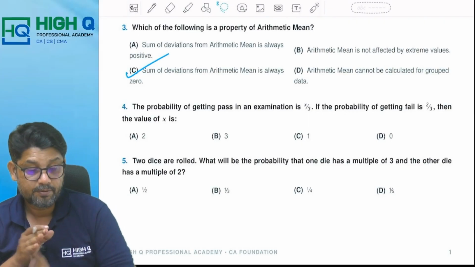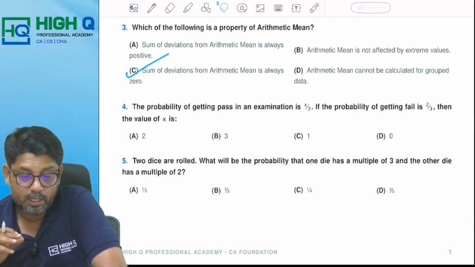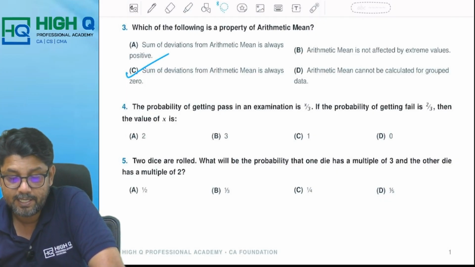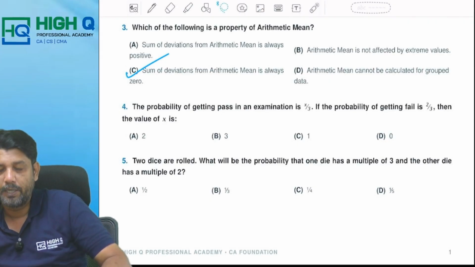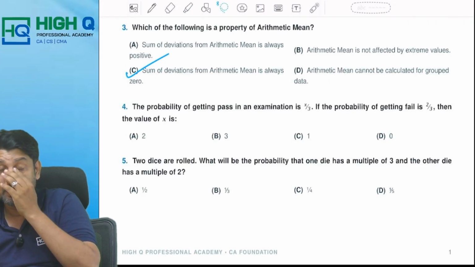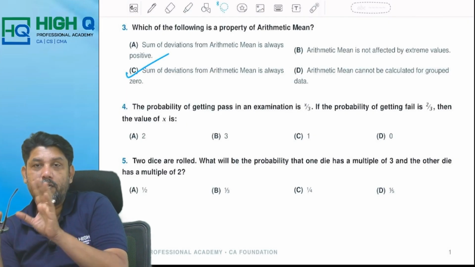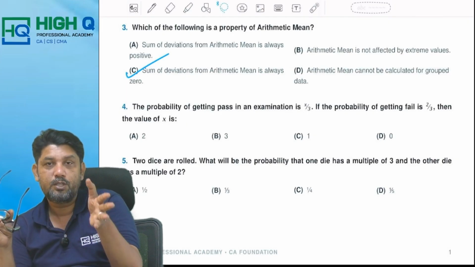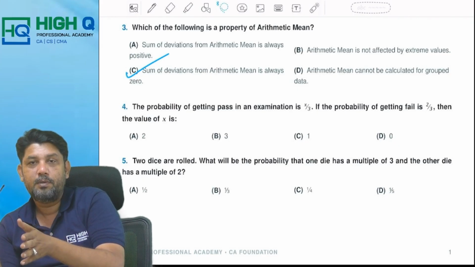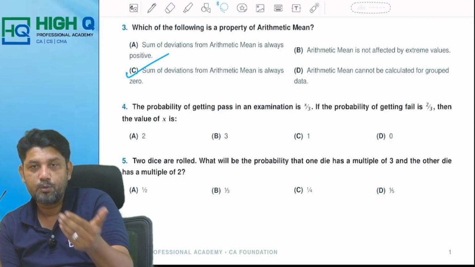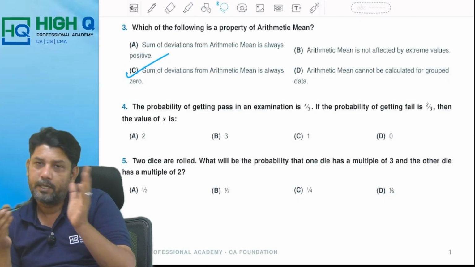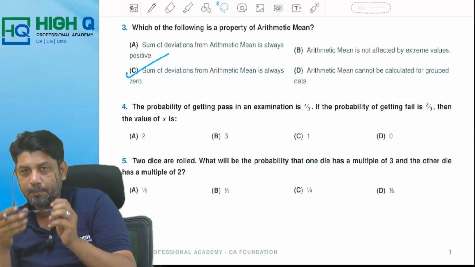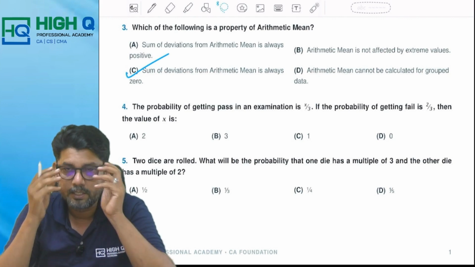Next, sum number 5. Two dice are rolled. What will be the probability that one die has a multiple of 3 and the other die has a multiple of 2? Please note this very carefully, because it is clearly given one die is a multiple of 2 and the other die is a multiple of 3. They never mention the first one is a multiple of 3, second one is a multiple of 2, or the first one is a multiple of 2, second one is a multiple of 3. Nothing like that. Am I right, my dear? So here, any one die can be a multiple of 2 or a multiple of 3. So all the options, all the things have to be taken care of.